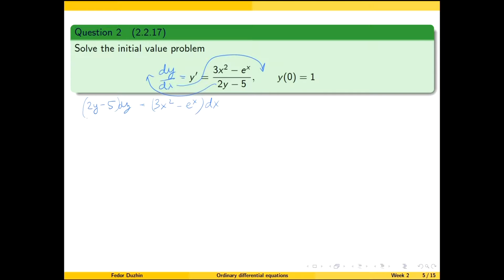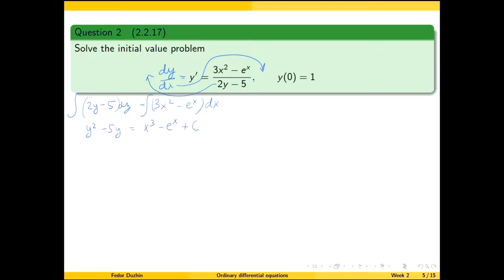Well, then we do integration, right? So in order to solve a separable differential equation, we separate the variables first and then we integrate. This is a fairly straightforward integral. So the antiderivative of 2y dy is just y squared minus 5y, equals the integral of 3x squared dx. The antiderivative is x cubed, and e to the x dx is itself, and we shouldn't forget the constant.